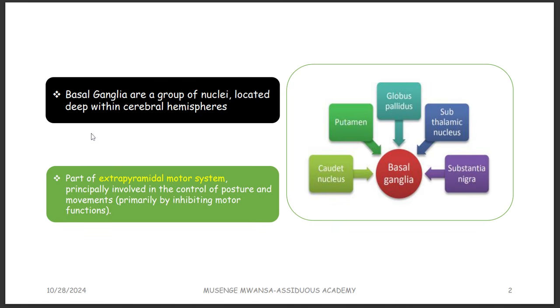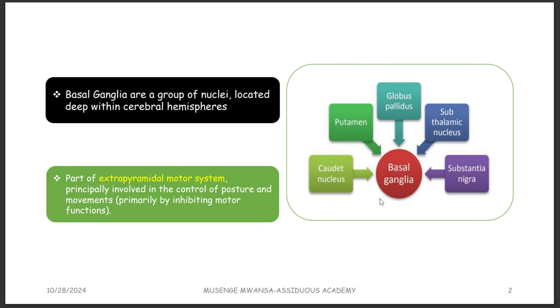We know that it is a misnomer to say ganglia because it's found in the central nervous system. So some would call it basal nuclei, but commonly it's called the basal ganglia, found deep in the cerebral hemispheres. It's part of the extrapyramidal motor system, and the principal function is motor control, meaning that it is controlling the posture and the movements. This is important. We need to know the principal function, but it can also have other functions.